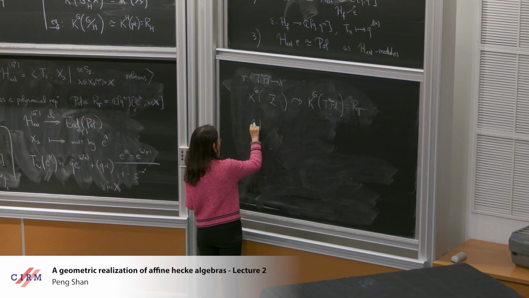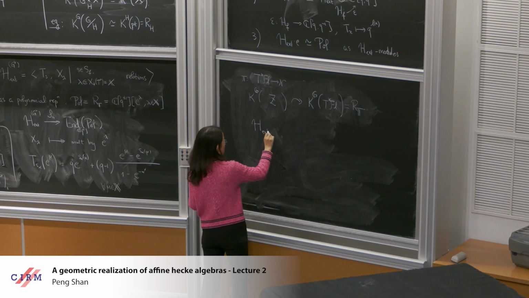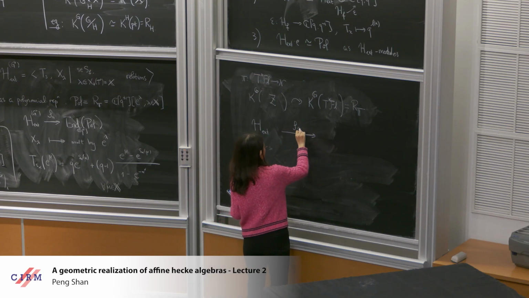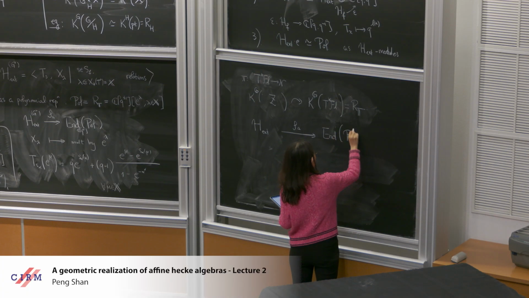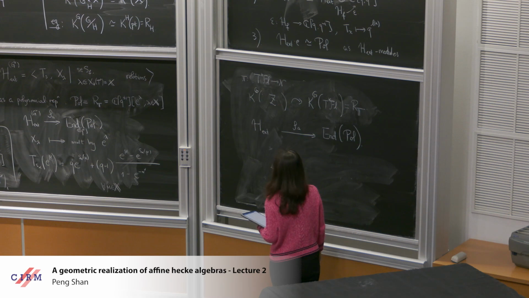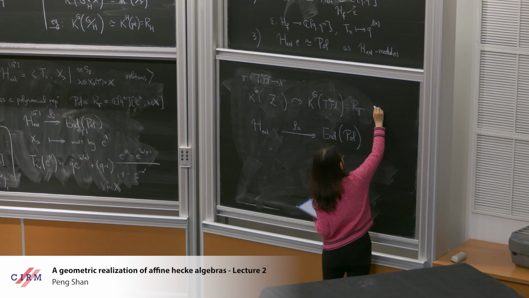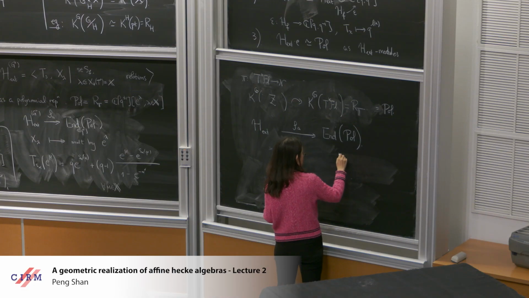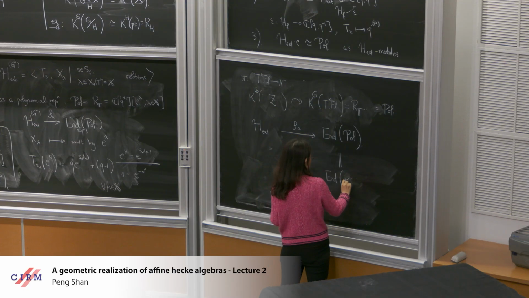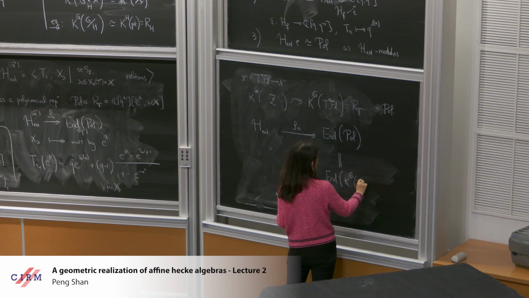We have a map from the extended affine Hecke algebra, through this algebraic action, to endomorphisms of the polynomial representation, and then using the identification of RT, just as a space, with the polynomial representation, this is the same as endomorphisms of Kg of T star of flag.